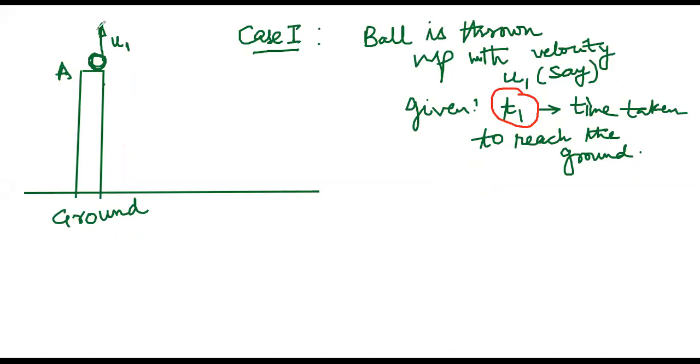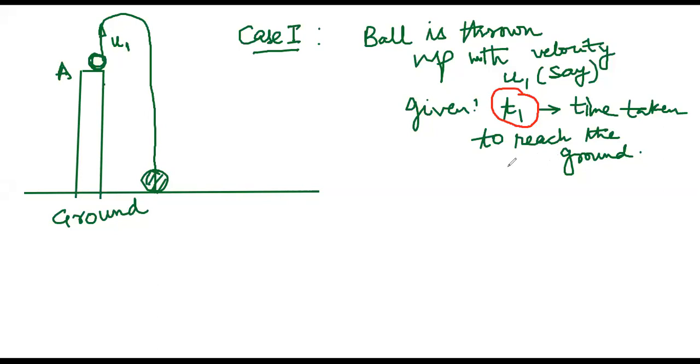If I just try to draw it, the ball will reach the ground over here like this, and the time taken by the ball is t1. So it is told that t1 is the time taken by the ball to reach the ground. This is our case 1.